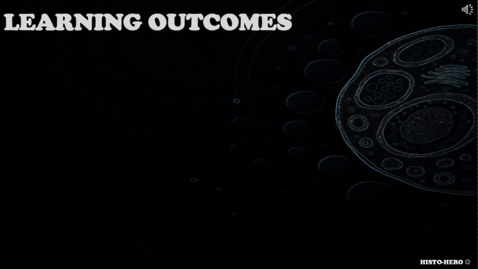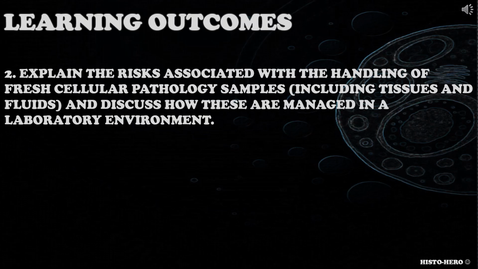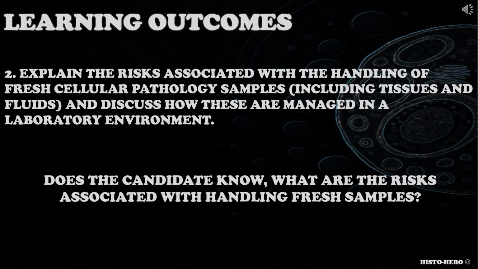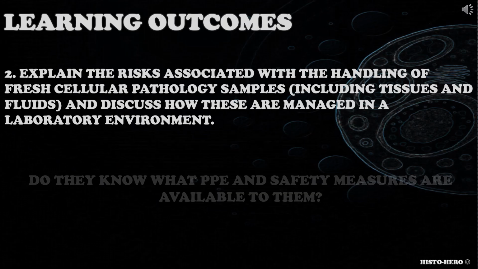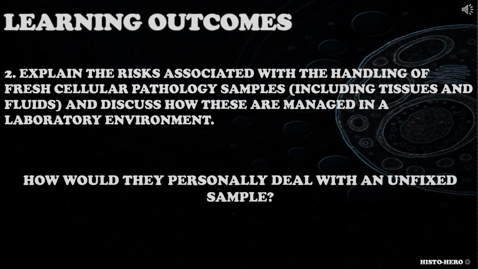The second learning outcome is, explain the risks associated with the handling of fresh cellular pathology samples, including tissues and fluids, and discuss how these are managed in a lab environment. Candidate needs to know the risks associated with handling of fresh samples and how to manage them. Does the candidate know what are the risks associated with handling fresh samples? Do they know what PPE and safety measures are available to them? How would they personally deal with an unfixed sample?